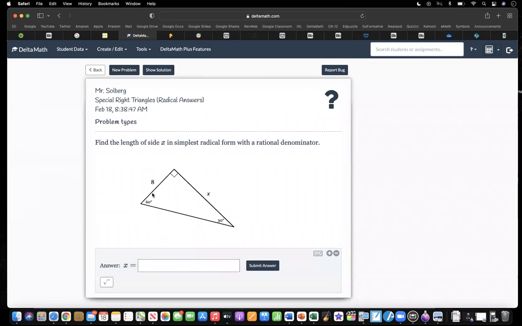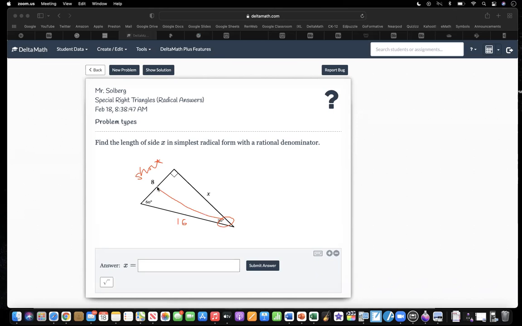Let's take a look. Okay, here's a 30, 60, 90. So always start with the short leg. So where's my 30? It is here. So this would be my short leg here. Okay, so for our short leg, to the hypotenuse is double. So we know that it's not asking for this, but this would be 16.